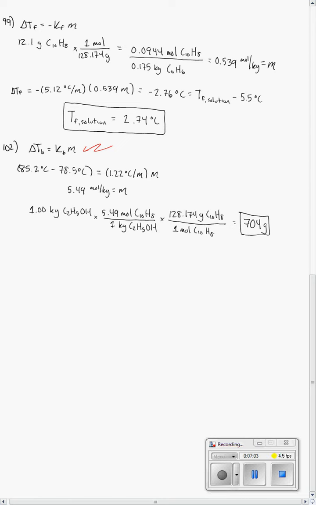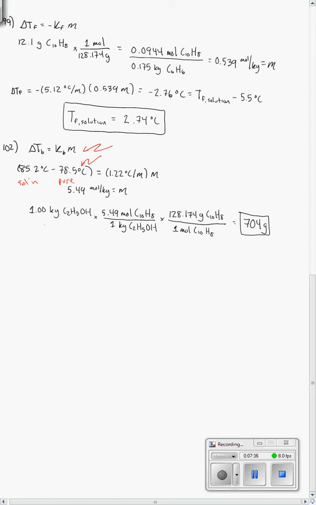So to start out here, we've got to figure out what our delta TB is. We take our boiling point of our solution, and we subtract from it the boiling point of our pure substance. That's set to equal this boiling point elevation constant, which for ethanol is 1.22 degrees Celsius per molality, times the molality. Solving for little m here yields a molality of 5.49 moles per kilogram, which means that we have 5.49 moles of naphthalene per kilogram of ethanol.